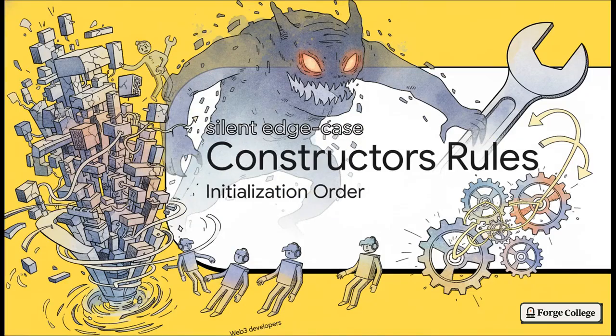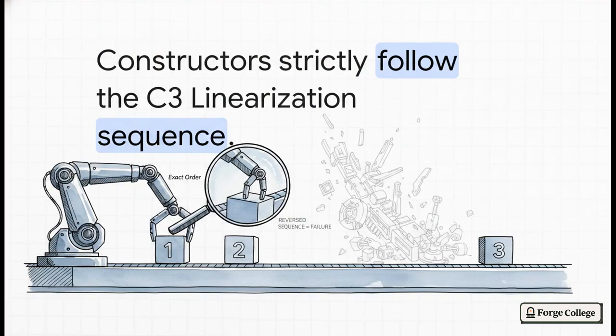Section 5. Constructors follow rules too. Now listen, before you run off to build massive, complex contract hierarchies, let's pivot just a little bit. I need to warn you about a massive, silent edge case that trips up even the most experienced Web3 developers. We really need to talk about constructors. Constructor chaining and initialization side effects follow the exact same C3 linearization sequence. That lineup we drew earlier, app, then logger A, then logger B, dictates the exact order in which your constructors are executed and their parameters are passed.